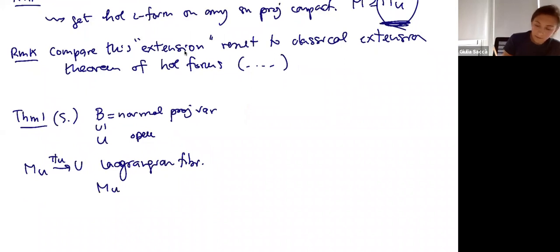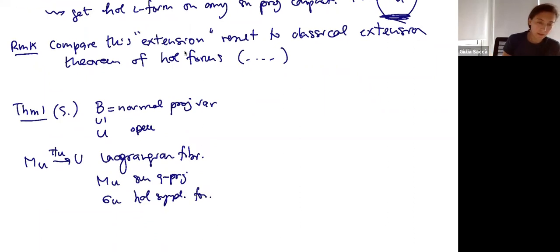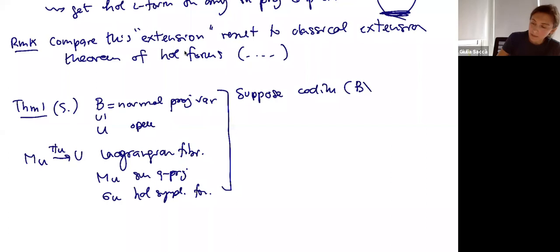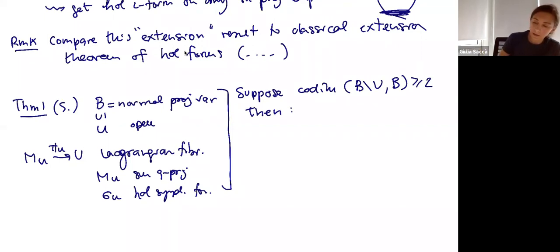And here MU is a smooth quasi-projective variety with a holomorphic symplectic form sigma U. Okay, so then suppose that the codimension of the complement of U in B is greater or equal to 2, then the conclusion is the following.